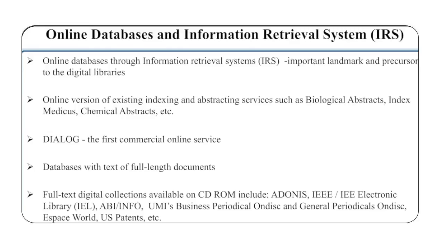Several full-text databases also started appearing in the late 1980s and early 1990s, launching the beginning of the digital era. Some of the important full-text digital collections available on CD-ROM include Adonis, IEE and IEE Electronic Library, ABI Info, UMI's Business Periodical on Disk and General Periodicals on Disk, Space World, US Patents, etc.